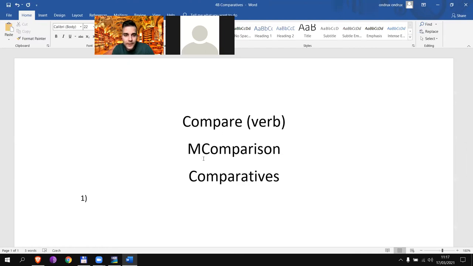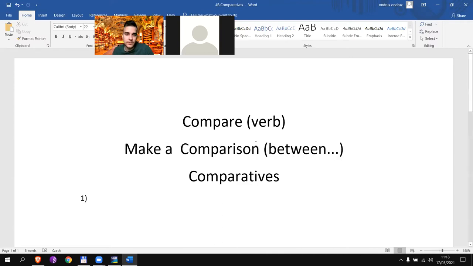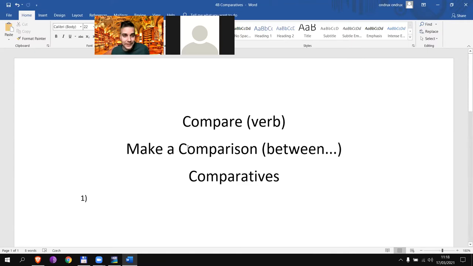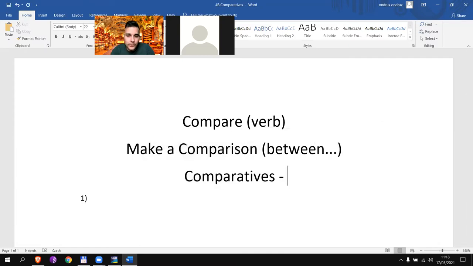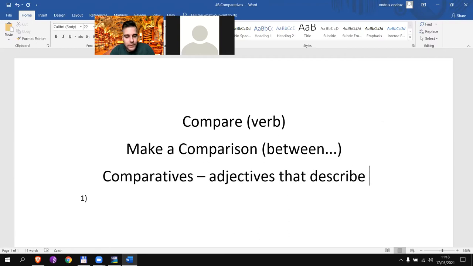It starts with M. Make a comparison, and then you would say between, right? Between something. Okay, it's very similar to compare. You can just compare things, right? But if you want to say comparison, then you do this. And then comparatives, we are talking about adjectives that describe comparison. Okay, that's what we are going to talk about today.